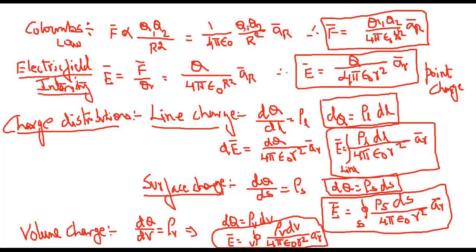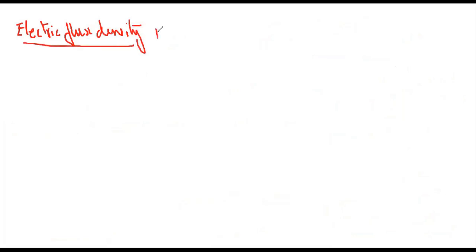And electric flux density. Electric flux density is denoted as D or D bar. The relation between electric flux density and electric field intensity is D bar is equal to epsilon naught into E bar.